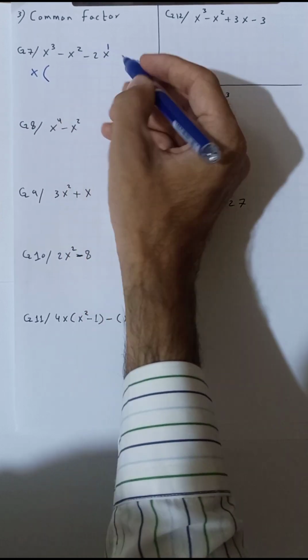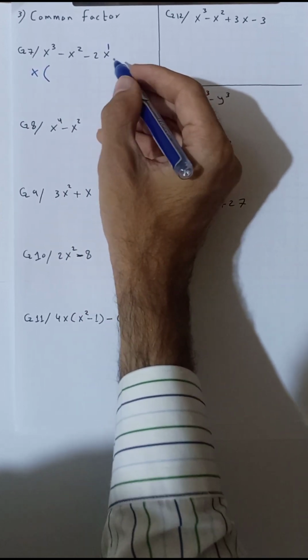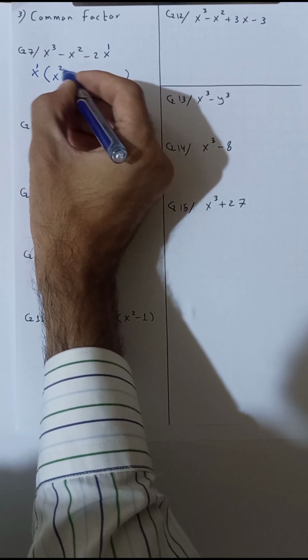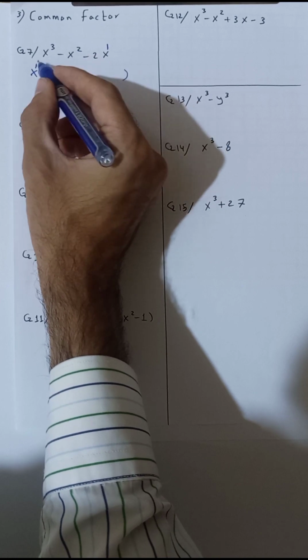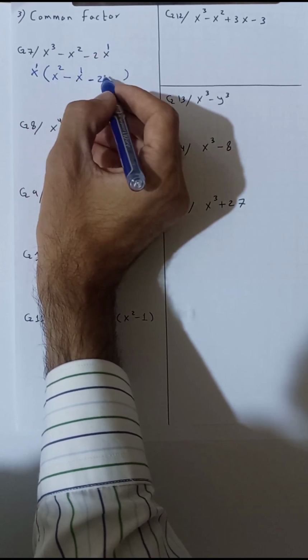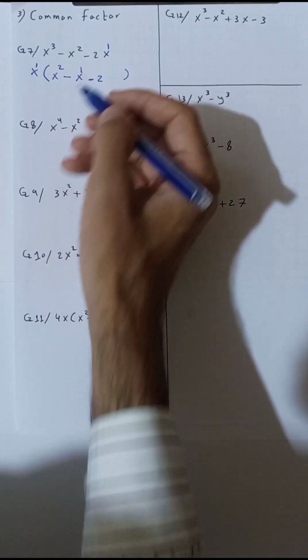We're gonna open up a parenthesis. 3 minus 1, 2. 2 minus 1, 1. 1 minus 1. There is no x here.